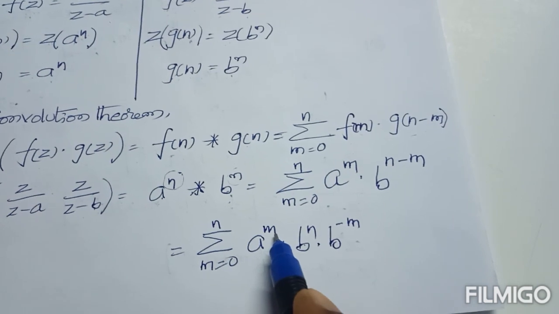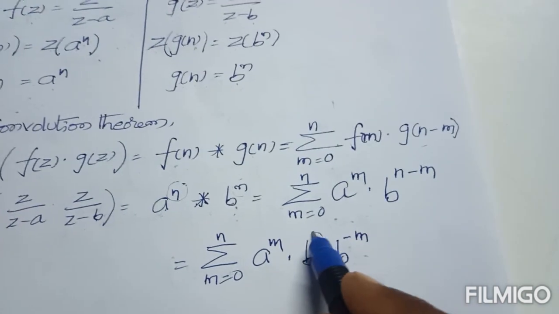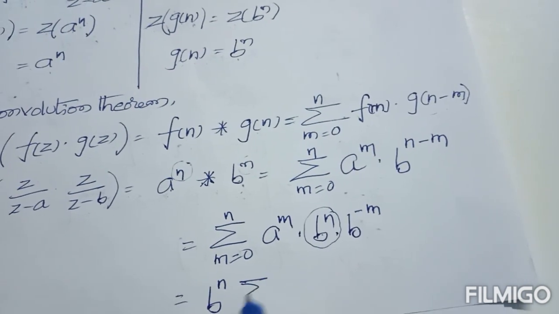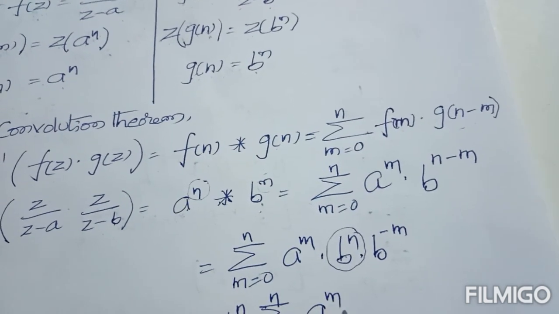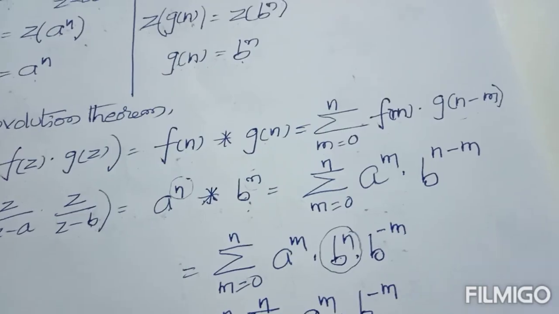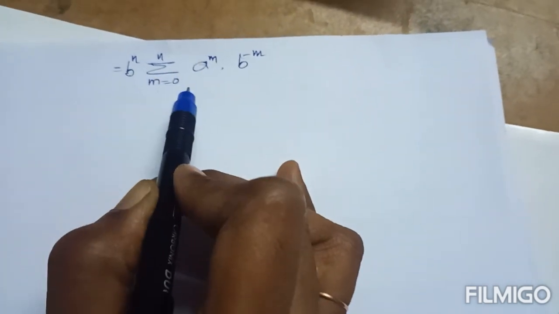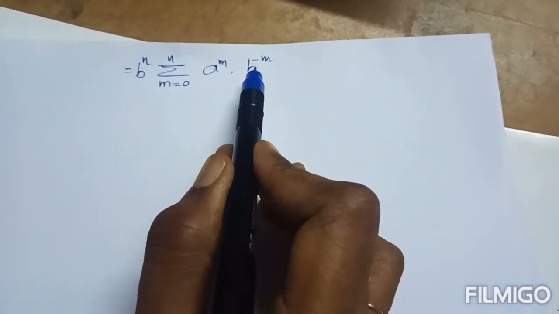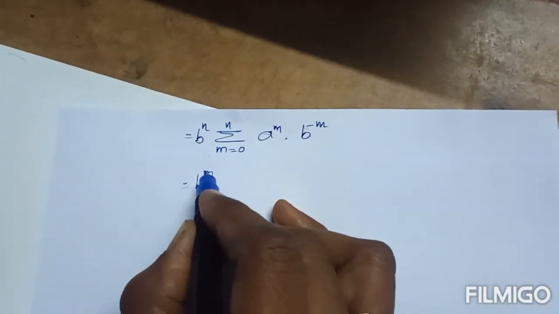You apply m equal to 0 for the first term, plus m equal to 1, m equal to 2. So m only takes these values, so first take this term outside. B to the power n is a constant, so take it outside: summation of m equal to 0 to n of a to the power m b to the power of minus m. Here b to the power n is outside. Now here the power of b is negative; make it positive.